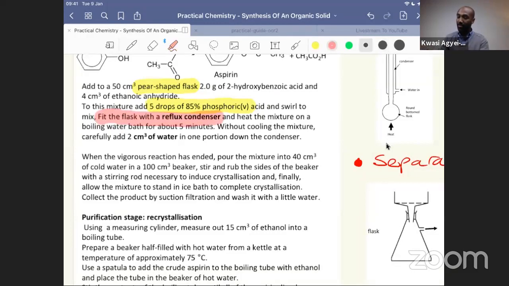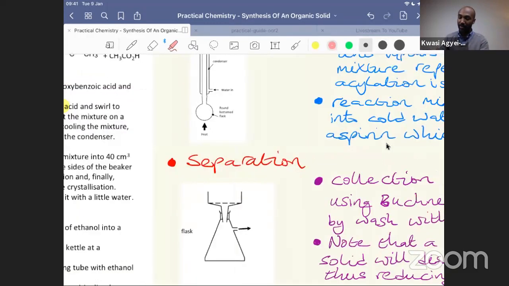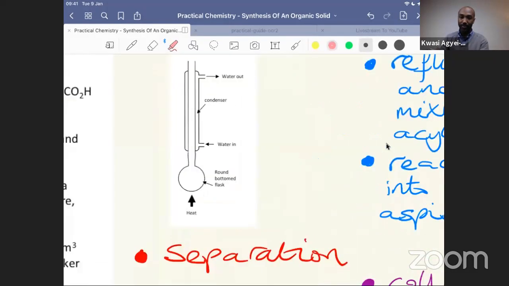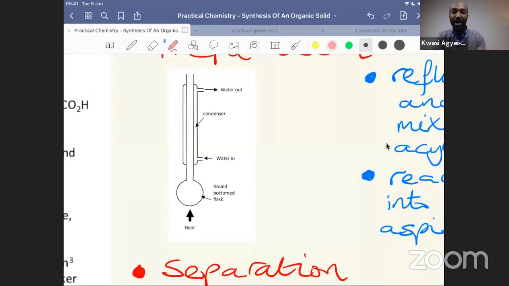So let's move across and look at the diagram of our reflux condenser. Okay, so here I've got a round bottom flask rather than a pear-shaped flask, but that doesn't matter at all. The two are used interchangeably.